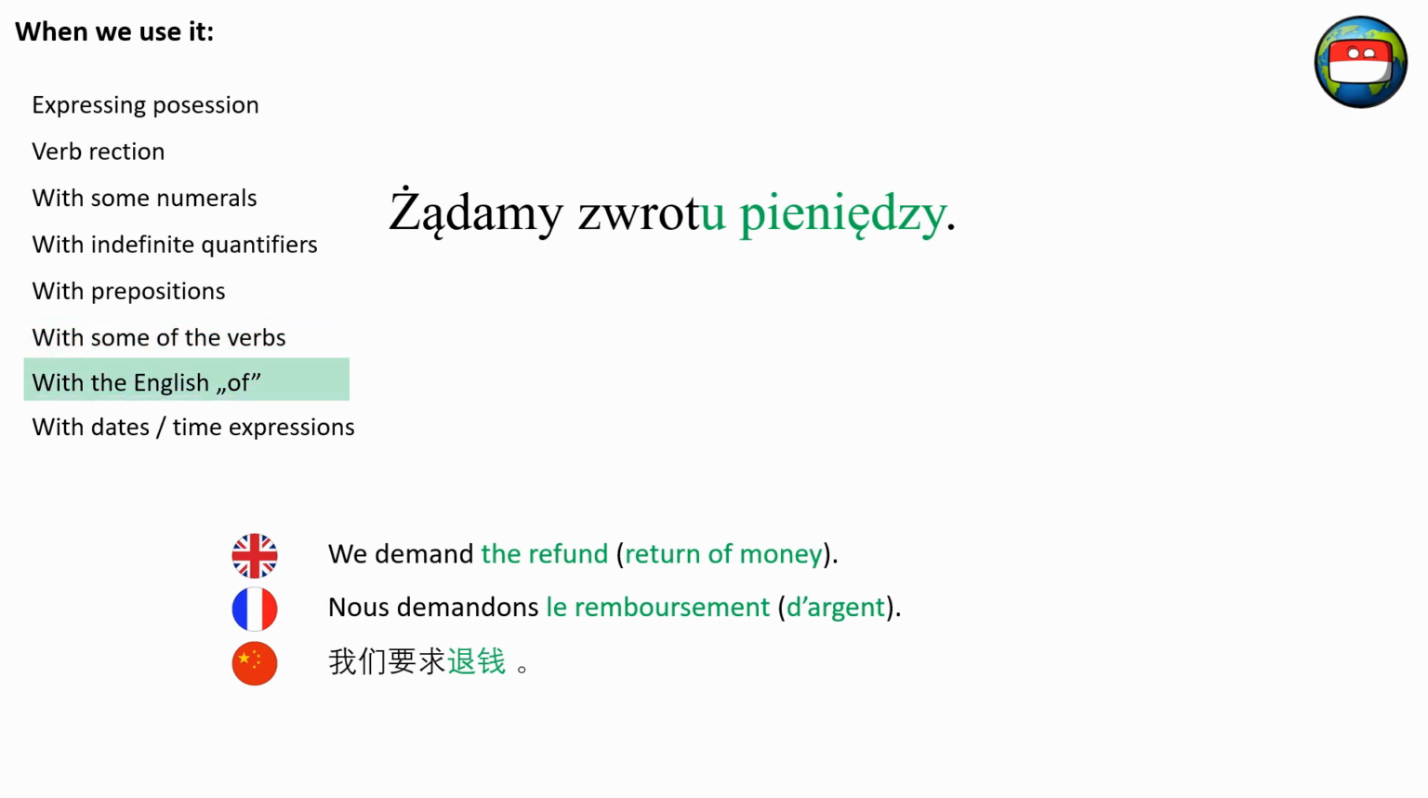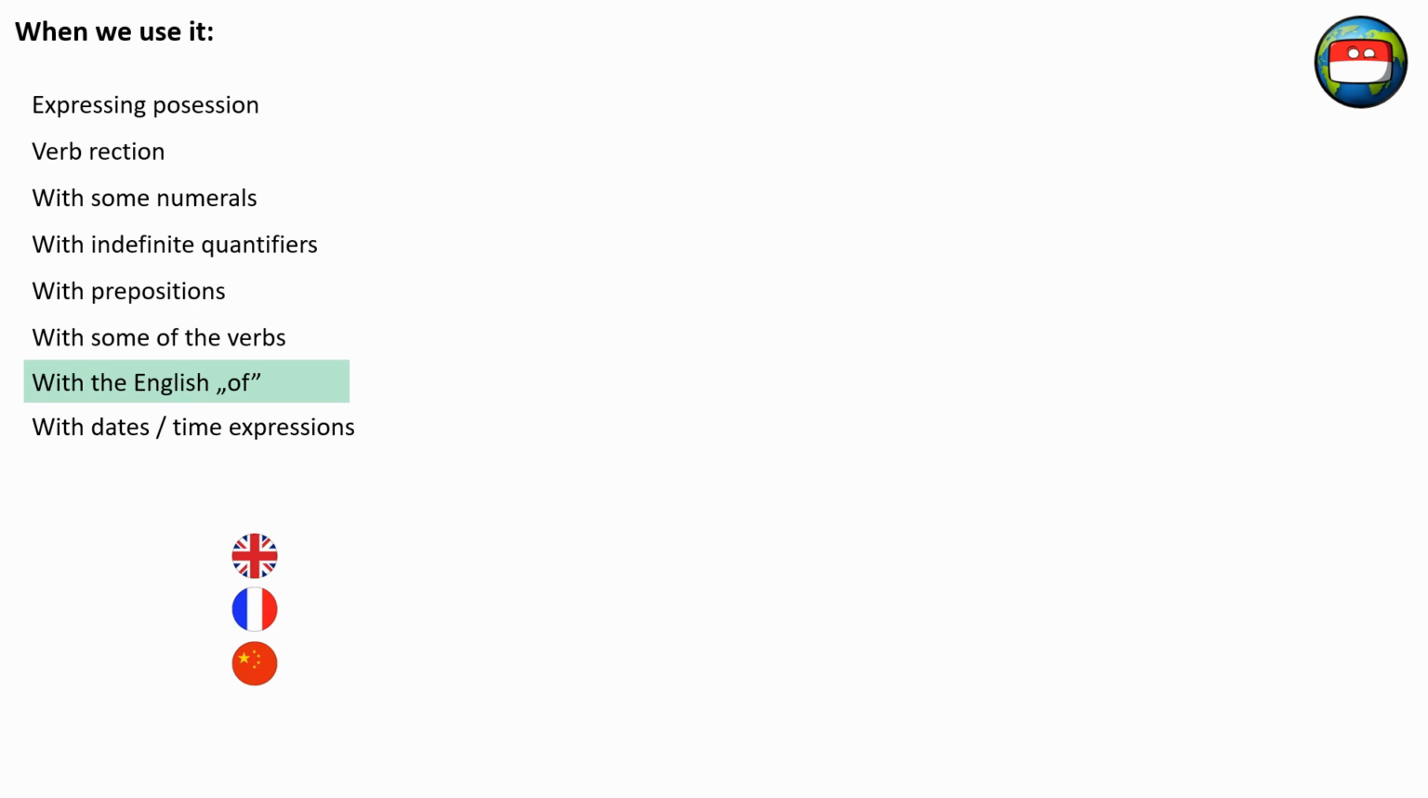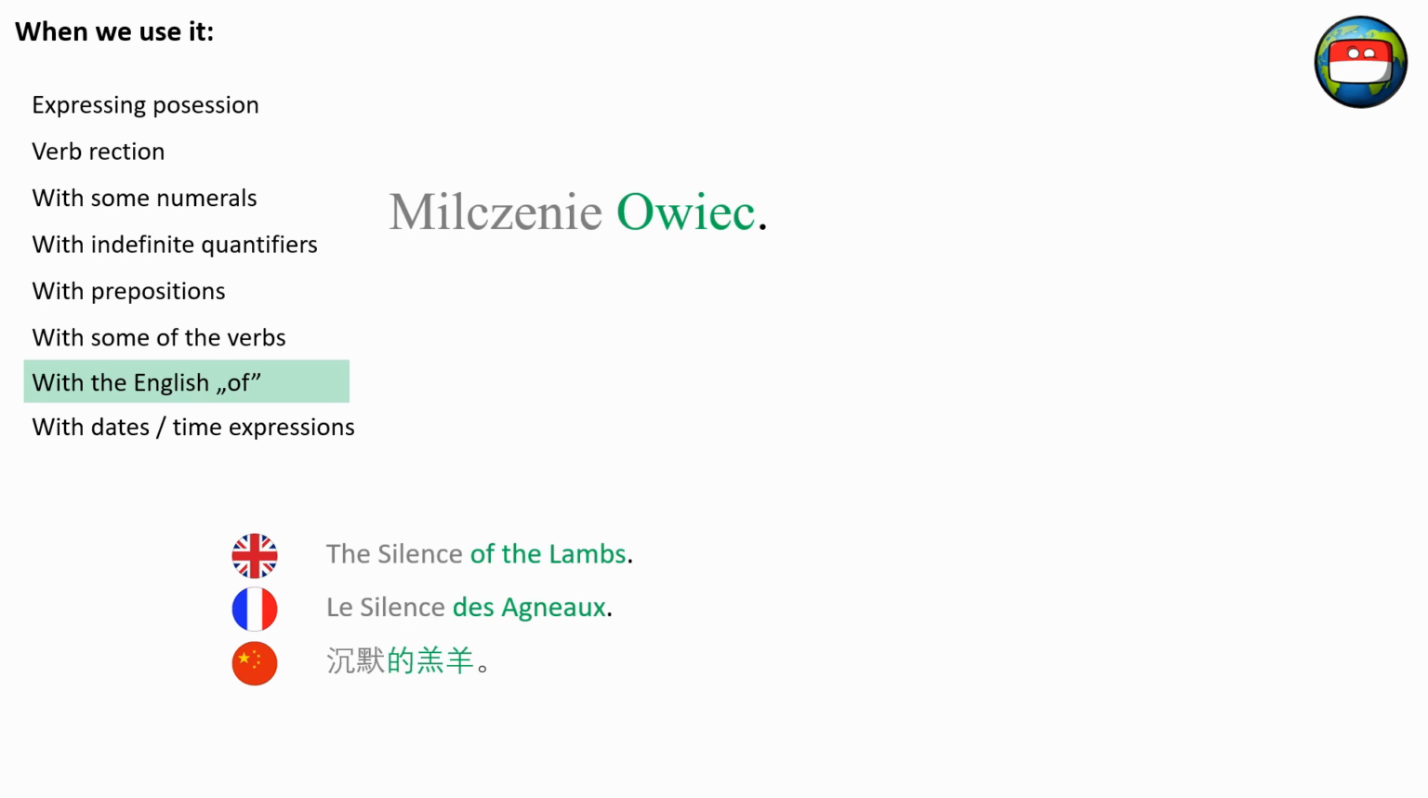The last example brings us to the next situation, which is an equivalent of the preposition of in English. It's often in the film titles, like for example, Lord of the Rings, Władca pierścieni, or Milczenie owiec.